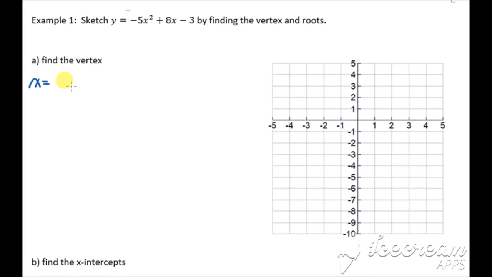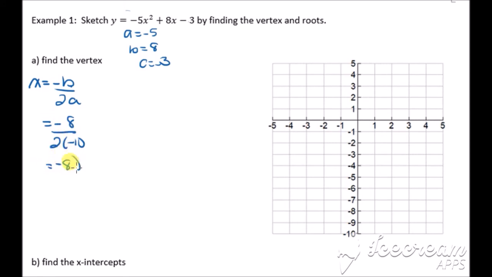So the x-coordinate of the vertex is going to be negative b over 2a. Okay, so let's list these first. A equals negative 5, b equals 8, and c equals negative 3. So we're going to go negative 8 over 2 times negative 5. The x-coordinate of the vertex is going to be negative 8 over 2 times negative 5. So we're going to have negative 8 over negative 10. In other words, 4 over 5.